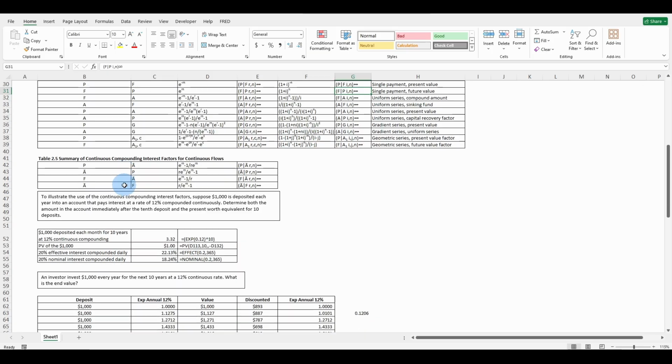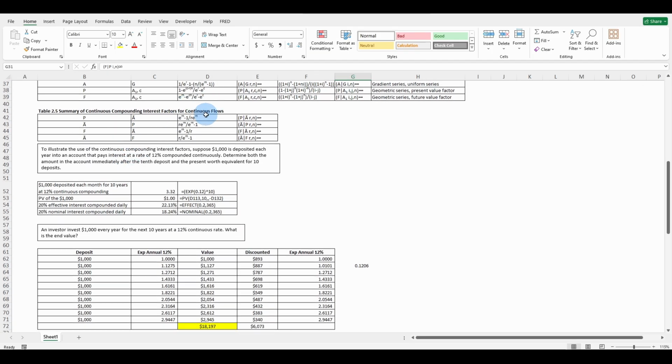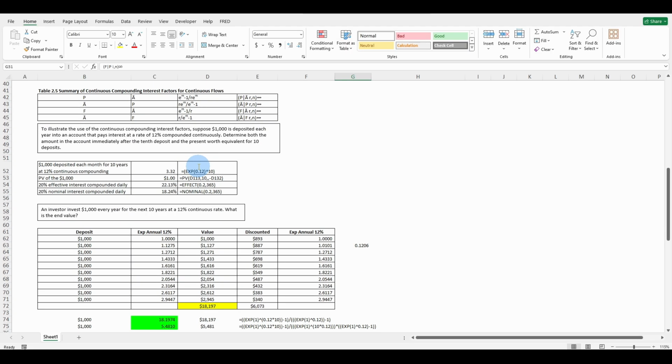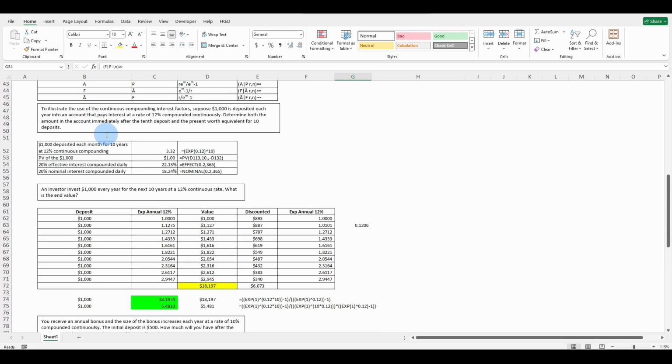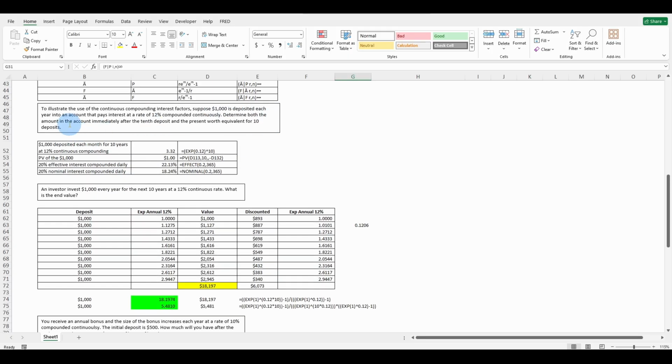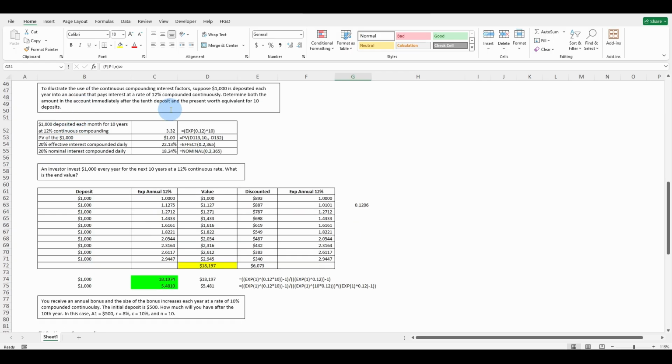Then, summary of continuous compounding interest factors for continuous flows. This is just going to be this information up here. And then to illustrate the use of continuous compounding interest factors, suppose $1,000 is deposited each year into an account that pays interest at a rate of 12% compounded continuously. That means it's compounded every day. Determine both the amount in the account immediately after the 10th deposit and the present value equivalent for 10 deposits.